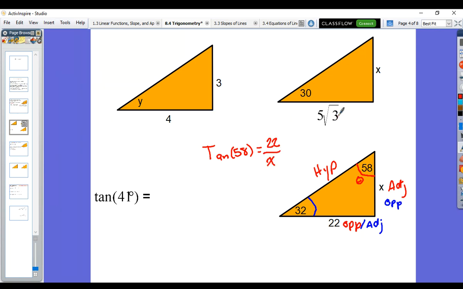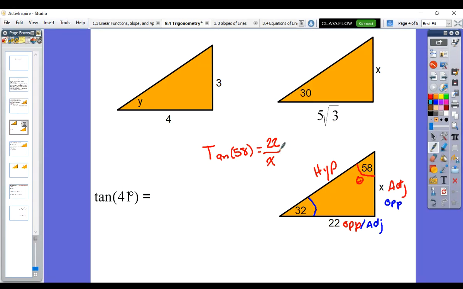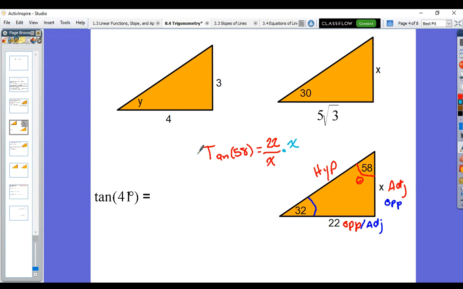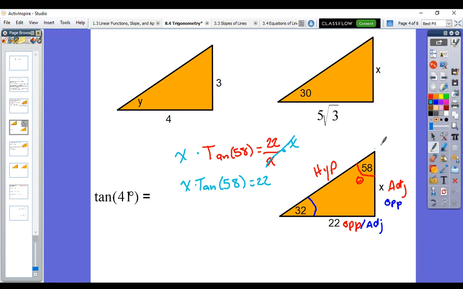All right, so the issue here is, one, we got to get x by itself, but the other part is x is in the denominator, and we cannot have that in the denominator. So to solve that, we're going to multiply both sides by x. In doing so, it cancels out from one side, leaving us x times tangent of 58 equals 22. So now that we have x up in the numerator, we need to get rid of this tangent of 58. So this is x times tangent of 58. So we are going to divide both sides by tangent of 58. That cancels out, leaving us just x.